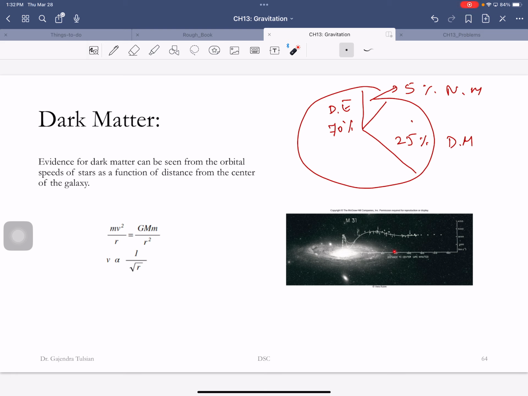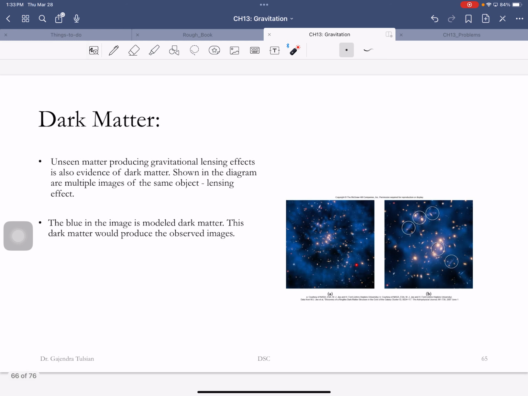Do you see any more stars past this point? You don't see any more stars past this point. So once you're past this point, the speed of the orbital motion of the star should decrease as 1 over the square root of r. But you see the orbital speed is not decreasing. That tells you there must be more matter there, that this galaxy is not done yet. That was evidence of dark matter. All right, so all this blue stuff is dark matter.